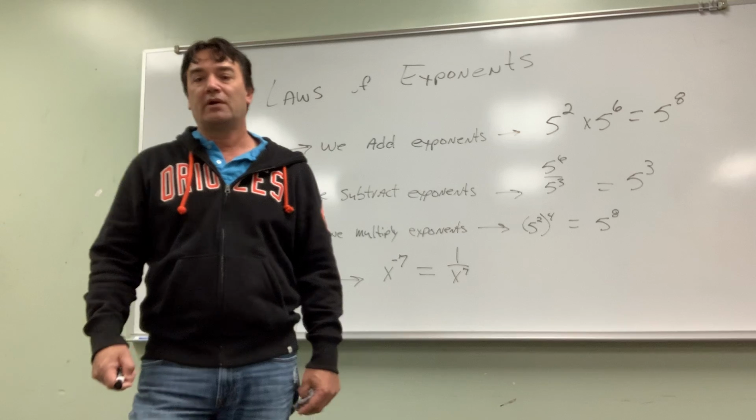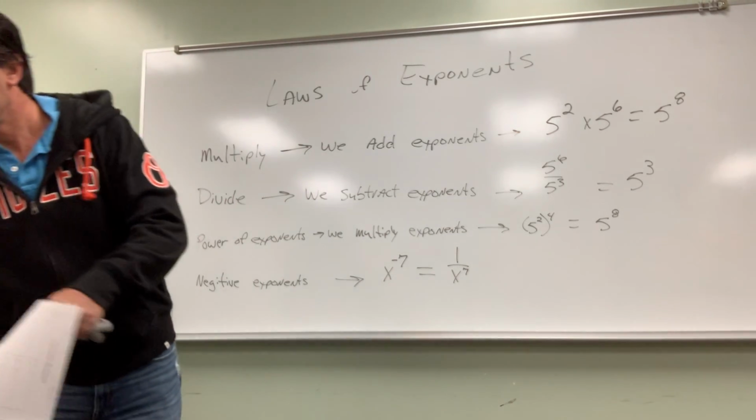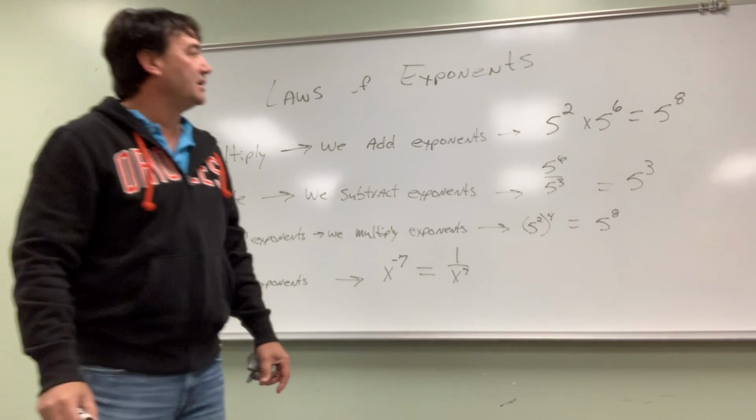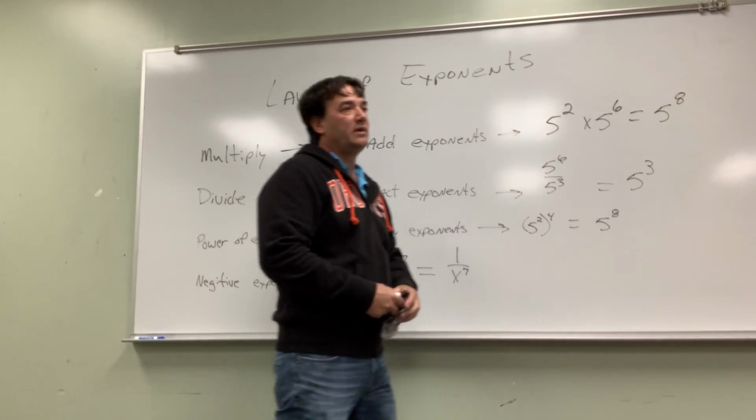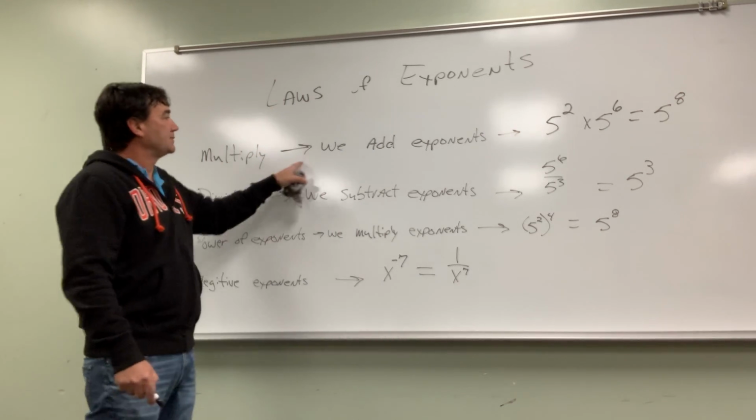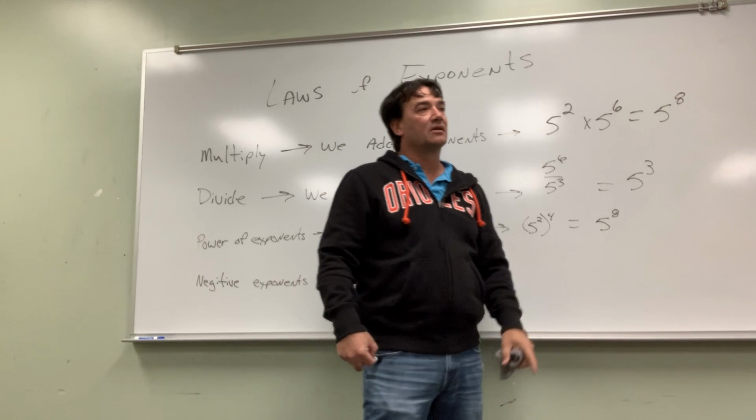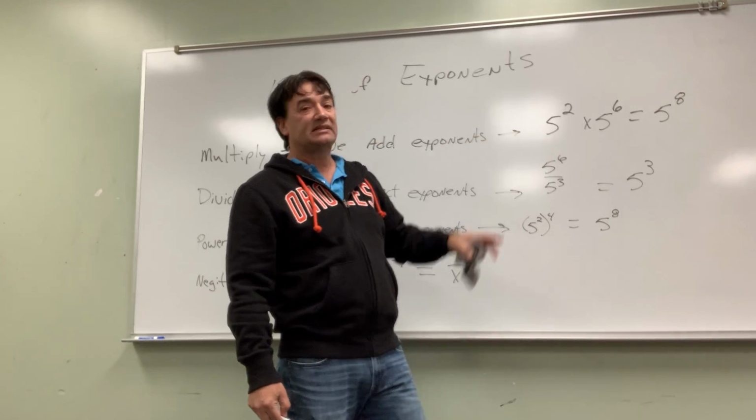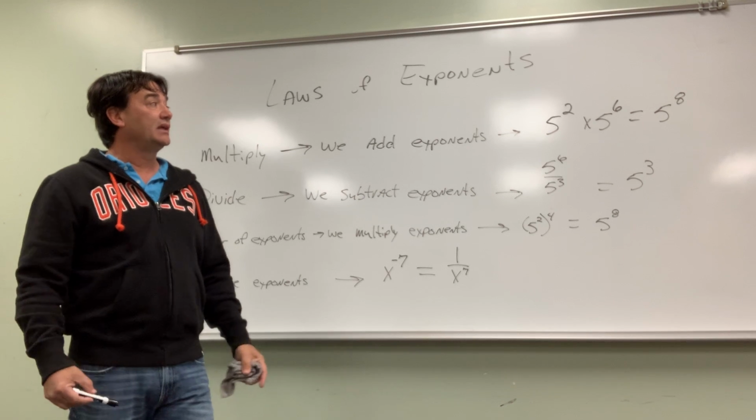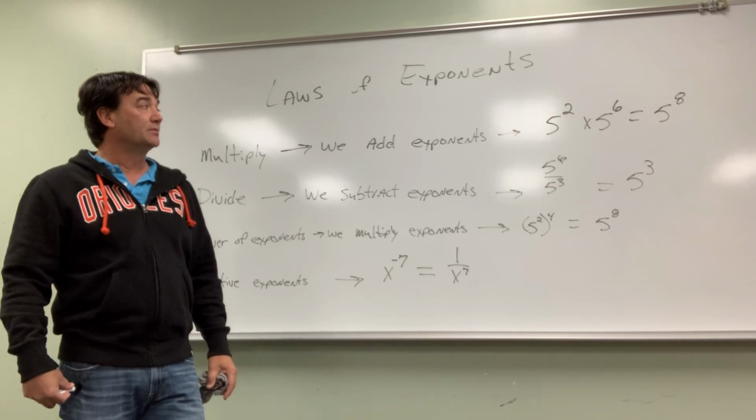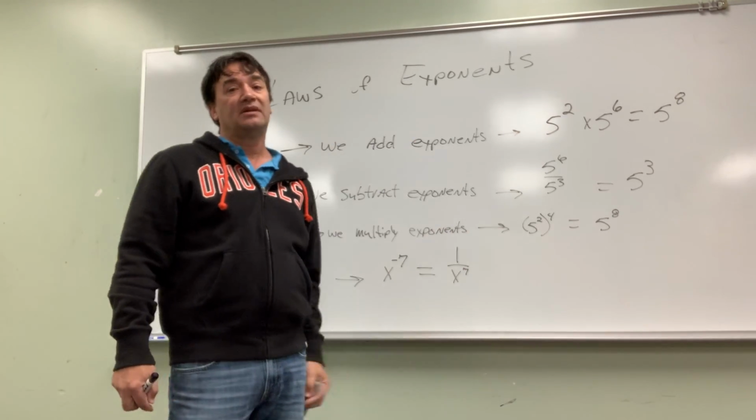So as we are going through, whenever we have a problem, and let's just pretend it's 5 to the 2nd times 5 to the 6th. When we multiply exponents, we add the two exponents together. So 5 to the 2nd times 5 to the 6th, the answer is really 5 to the 8th. It's pretty simple. So we're adding the exponents and we're coming up with 5 to the 8th power.